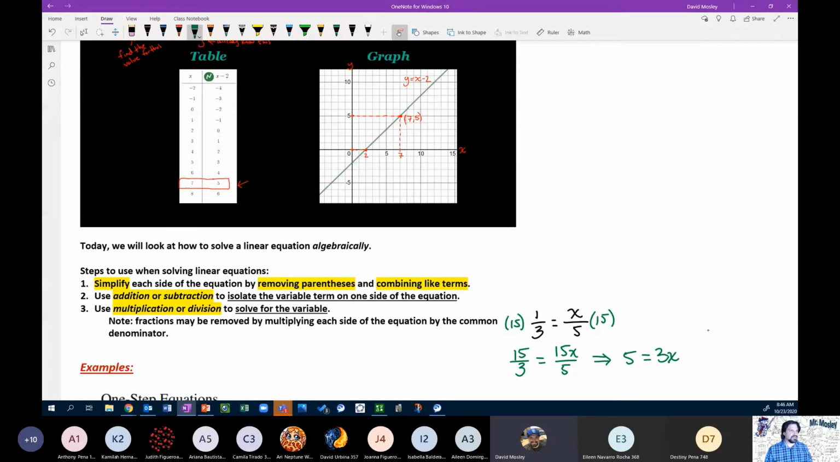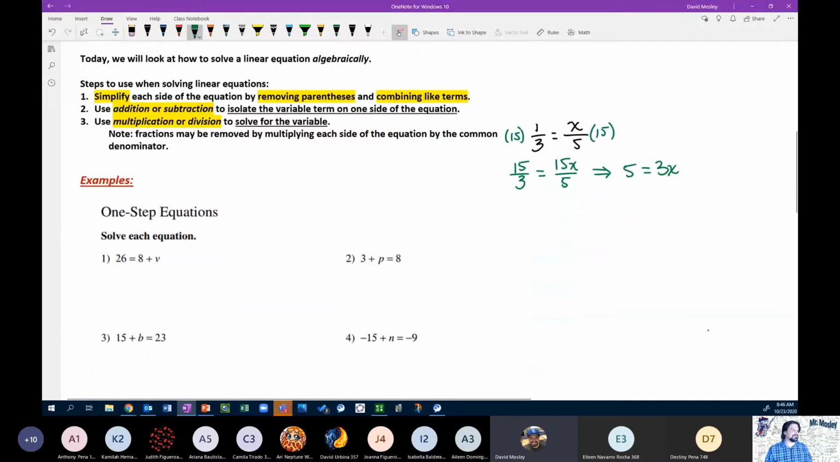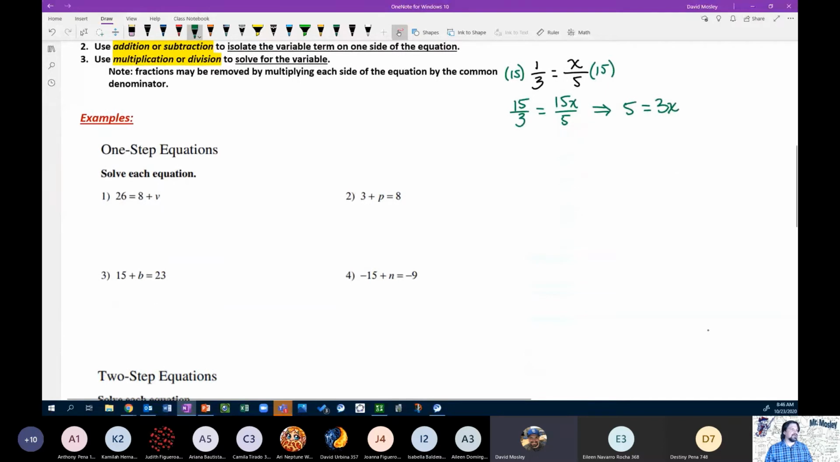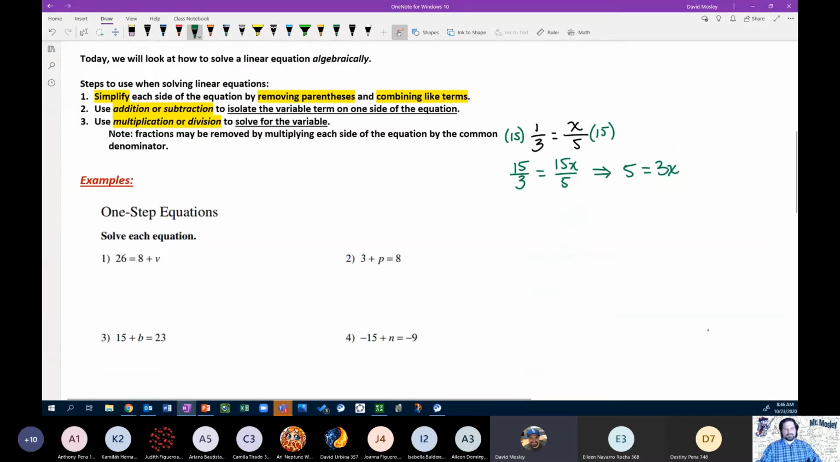It looks like we're ready. All right, so we're going to do some examples. Hopefully this will be helpful in you seeing how to do this kind of stuff. We're going to start with one-step equations, and we'll go to two-step equations, and we'll go to multi-step equations. We'll do some different types of each.